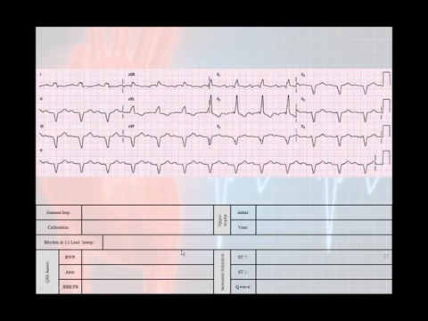So did that look excessively fast, excessively slow, or did it have any ugly morphologies? Well, it doesn't look excessively fast or slow, but it definitely looks like there are some ugly morphologies here. So for general impression, you can put ugly morphologies. What is my calibration? Well, my calibration markers are over here. They are 1 box wide and 2 boxes tall, so that means that we have a standard calibration.